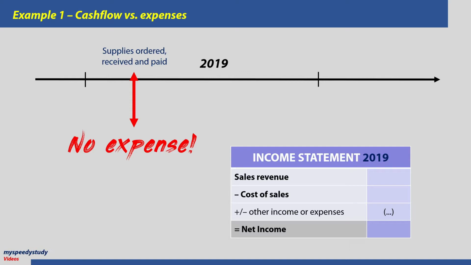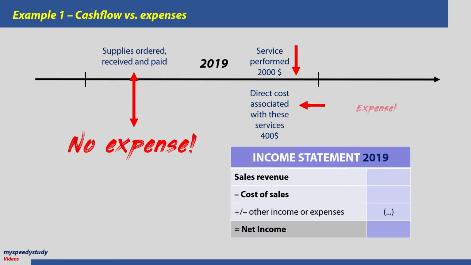We already learned that the revenue is realized when the service is performed or the product is delivered. Likewise, the expense to that service is the direct cost associated with that service. So if a service has been provided for $2,000 and the materials to provide that service were purchased for $400, then these two numbers refer to the same business transaction. The 2,000 are now a sales revenue, and the 400, which are the cost of providing exactly this service, appear as the cost of sales in the income statement.